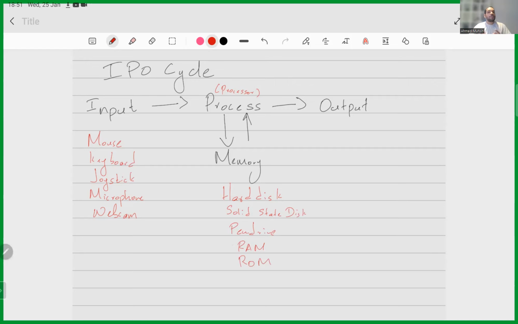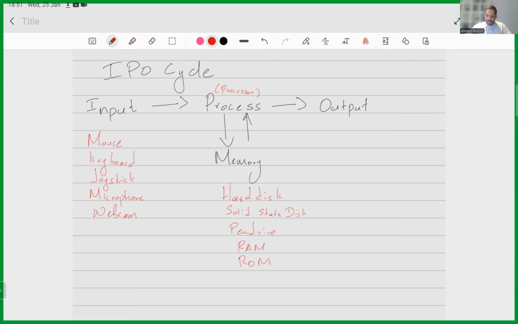Now once your computer has understood your requirement, it has understood your input, it has understood what you want, then the final step is what we call output, where your computer will be giving you something. It might display something to you, or it might make a sound, or for example, it might give you a hard copy. So in various forms, it will be giving you an output.